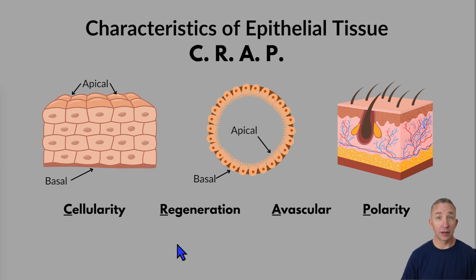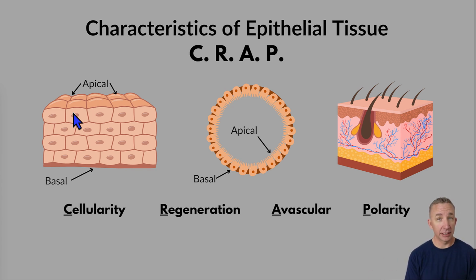We're learning cellularity, regeneration, avascular, and polarity. This is only talking about epithelial tissue. First, when we describe cellularity, I look at this picture here, showing all these cells tightly packed together. Remember, the dark dot in the middle is the nucleus, so this is one cell here, and when I look at that plasma membrane or cell membrane, it tells me it's another cell. So these cells, relative to the other types of tissues, are closely together.